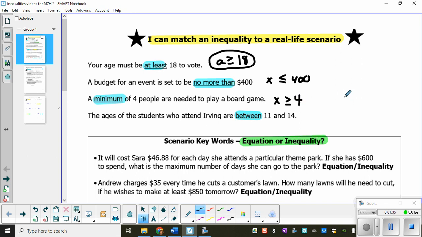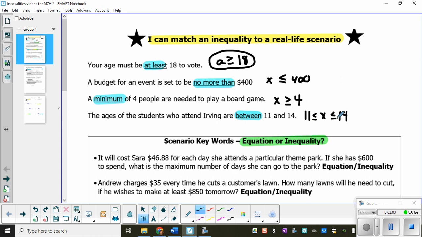And for the last one here, the ages of the students who attend Irving are between 11 and 14. Now we've seen one kind of like this before with in between, and so I'll show you guys now that we know that the age of the student is older than or equal to 11, but also less than or equal to 14. And that's how we can show in between 11 and 14, with X being greater than or equal to the 11, but less than or equal to the 14.